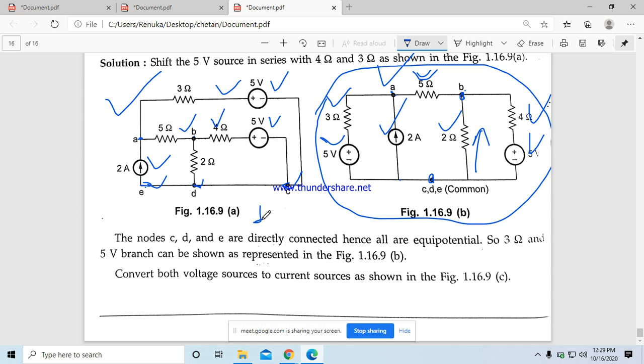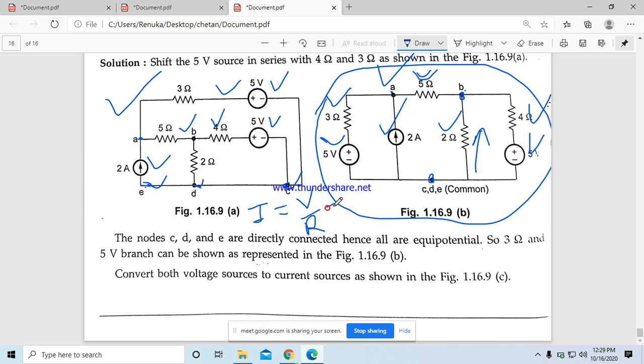Current source is nothing but I equal to what? V equal to IR, so I equal to V by R. V is what? 5 volt. R is what? 3 ohm. You will get current source I, right? That is in parallel with 3 ohm.